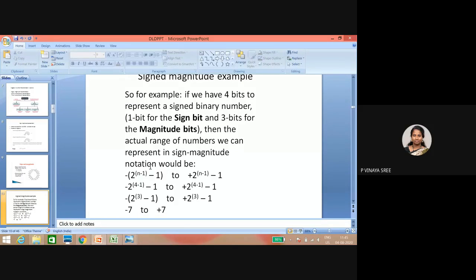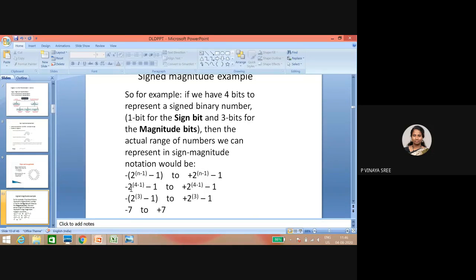Because one bit is going for a sign bit, the range for that is 2 power n minus 1. Can anyone tell me why there is a need to write this minus 1? Because we are starting from 0, there should definitely be a minus 1. If you are not writing minus 1, it will become 8. So as we are starting from 0, you have to write minus 1.